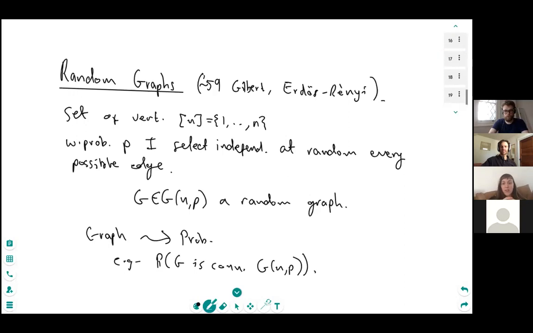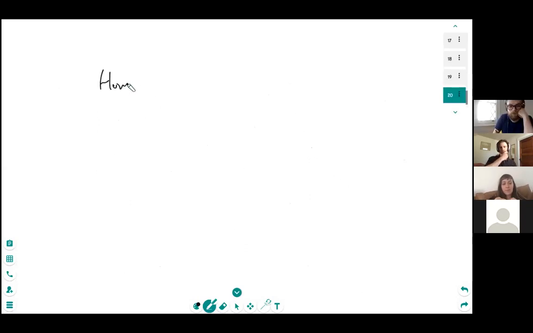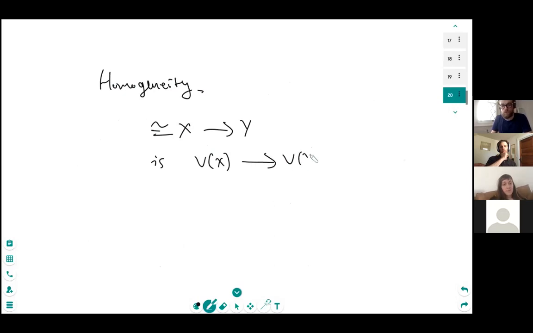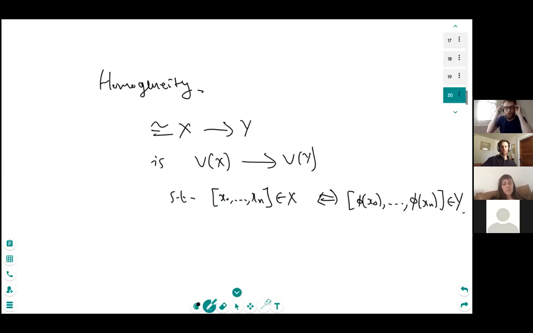Then we have another question, namely, could you give more insight about the homogeneity property? Yep. So first of all, what does it mean to have a partial isomorphism? What's an isomorphism of a graph or a simplicial complex? An isomorphism from X to Y is a bijective map from the vertices of X to the vertices of Y, such that a simplex x0 to xn is in X if and only if its image under this map phi is in Y. I map vertices to vertices, and that precisely maps simplices to simplices.